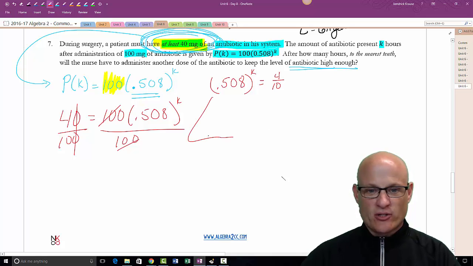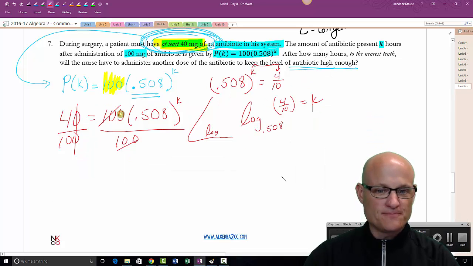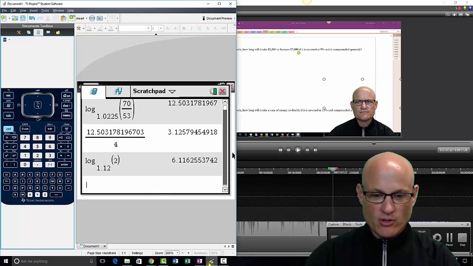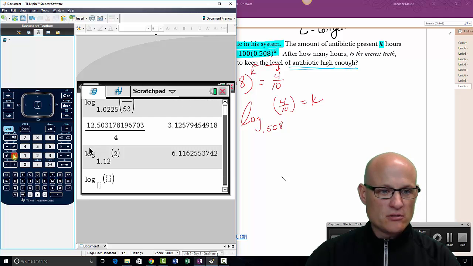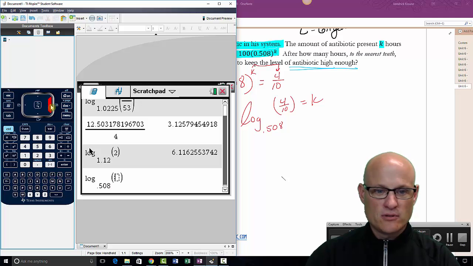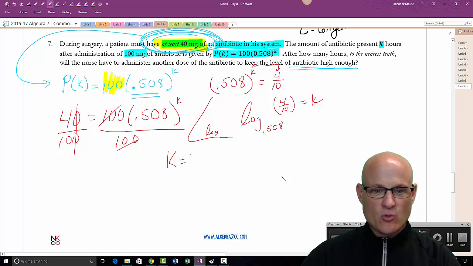So it's all about that base. This is an exponential. We're going to turn it into a log function. So log base 0.508, and then these bad boys switch sides, of 4/10 equals k. So that's what I grabbed the calculator for. Why does it keep going to the wrong thing? So log base 0.508 of 4/10, which is just 0.4, is 1.3529. So k equals 1.3529.